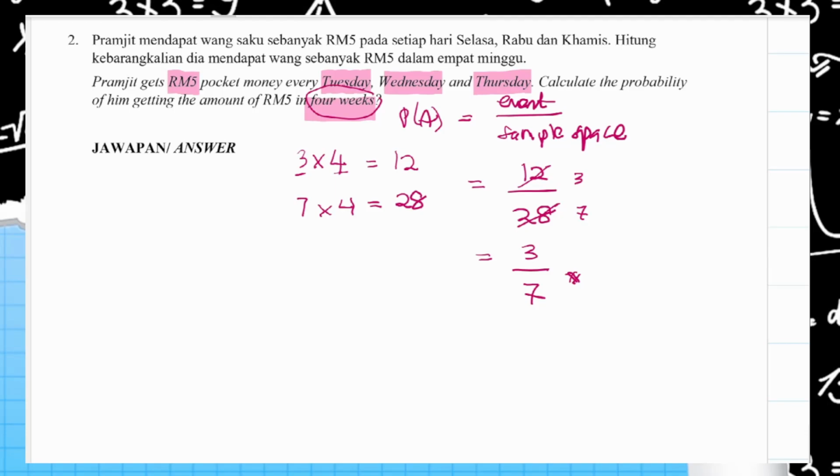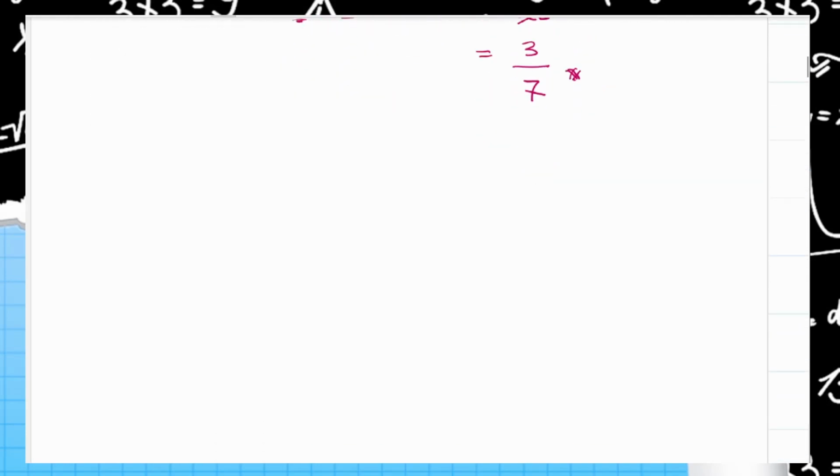Here you must be careful with the information given, because he will only get the pocket money on Tuesday, Wednesday, and Thursday. That's why here only 3. And why 4? Because 4 weeks. But for the total, we must consider that 1 week has 7 days, so for 4 weeks we have 28 days. Let us proceed to the next question.